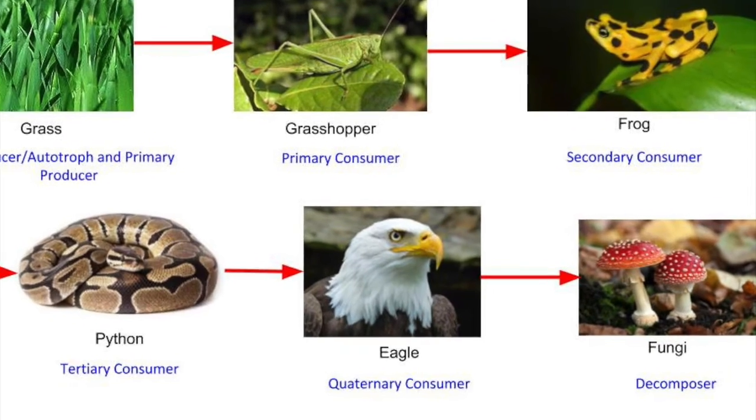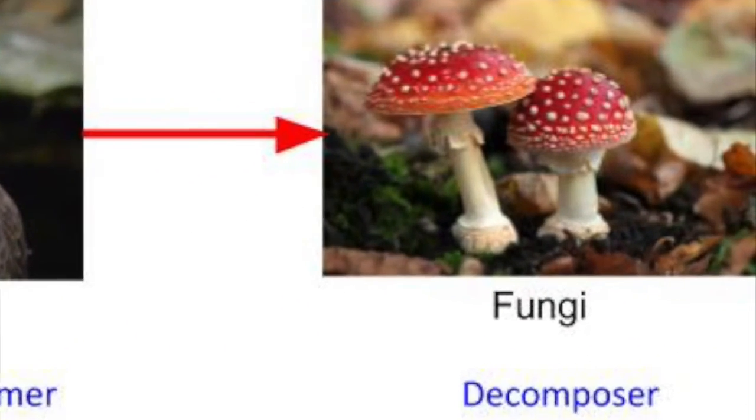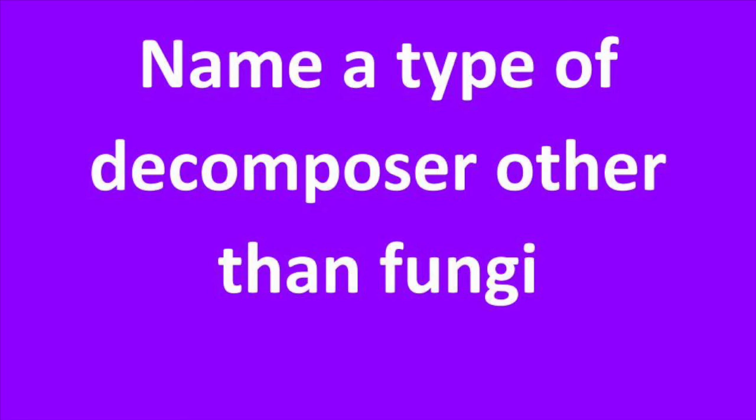Lastly, we can identify the decomposer. The decomposer is the last step in the food chain, and in this case, it'll be the fungi. Now pause the video and answer the following question. A few other decomposers you could have come up with are bacteria, snails, insects, and there are definitely more. These are decomposers because they will feed on dead organisms and break them down.